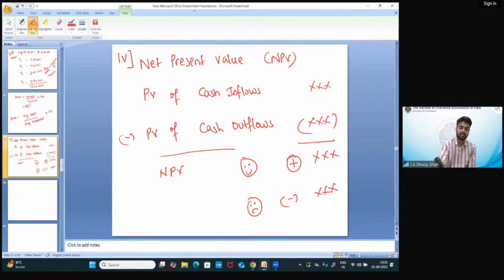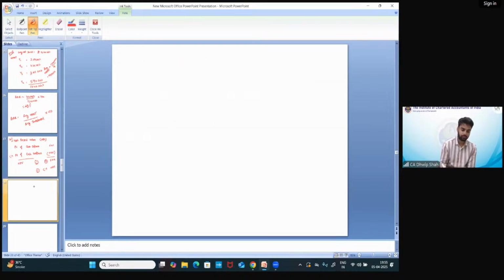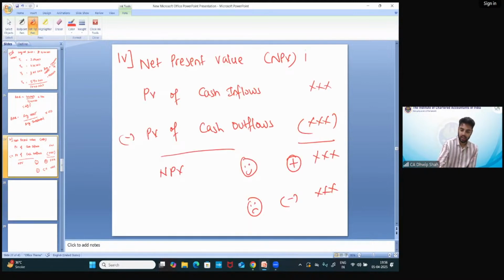So NPV का decision making rule is simple. If positive, then accept, irrespective of the number of projects. If negative, then reject. Bolo, doubts? Any concerns? Till here. And as I said, NPV technique is highly important because it has much more practical significance than compared to other techniques.